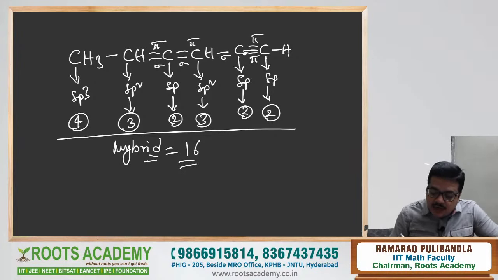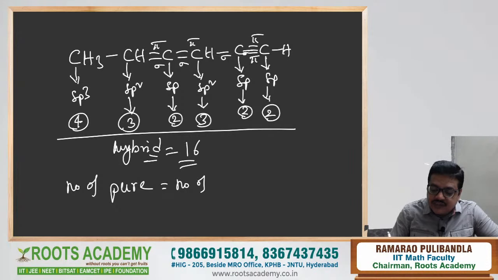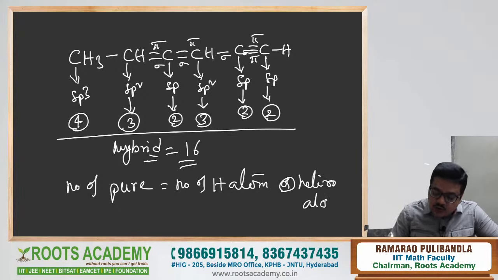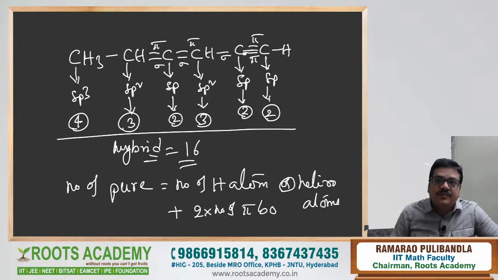Next, number of pure orbitals. Number of pure orbitals is equal to the number of hydrogen atoms or heteroatoms plus 2 into the number of pi bonds. This is the number of pure orbitals.